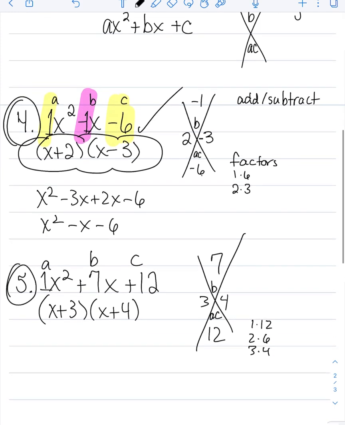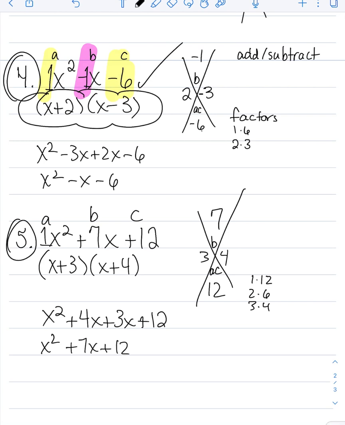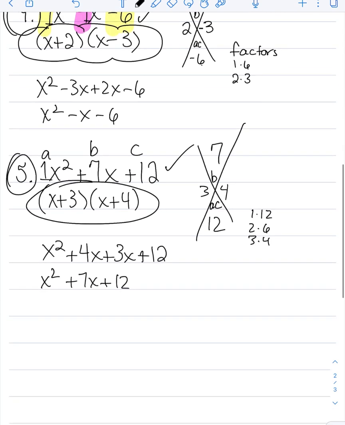And I want you to get in the habit of multiplying to check your answer, because sometimes things look like they'll work, but they won't. So let's use FOIL. First, outside, inside, and last, simplify, and that does give us back our original polynomial. So these are the factors for x squared plus 7x plus 12.